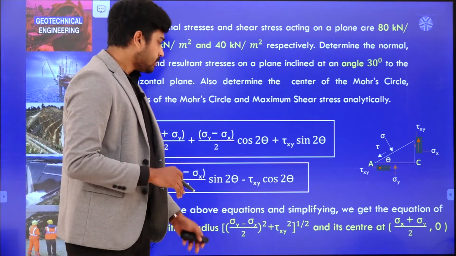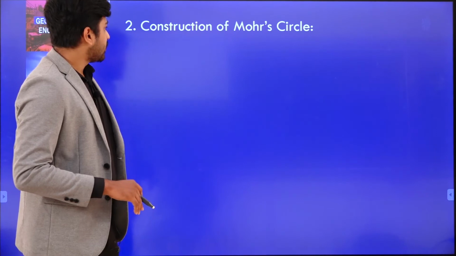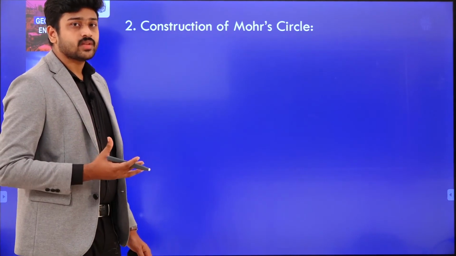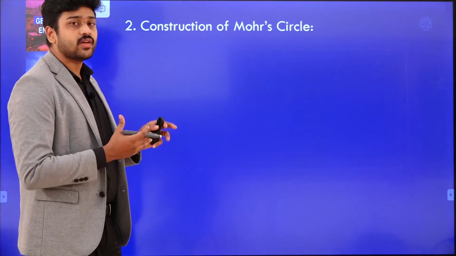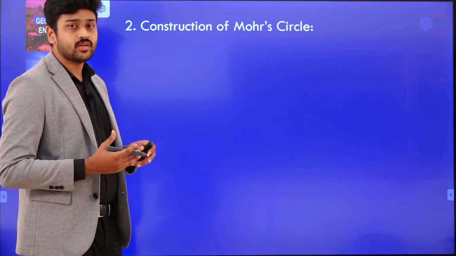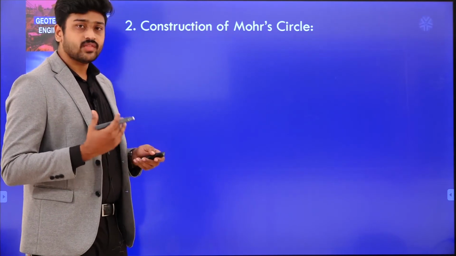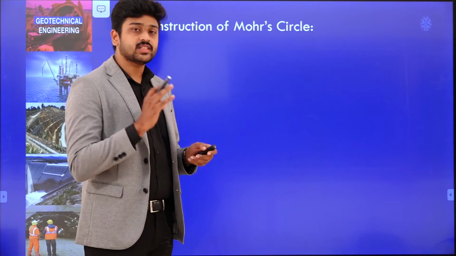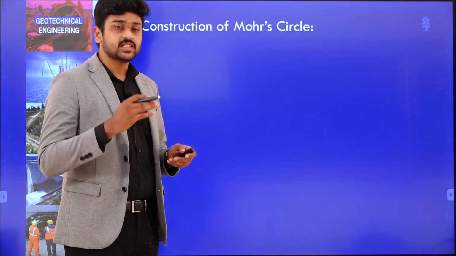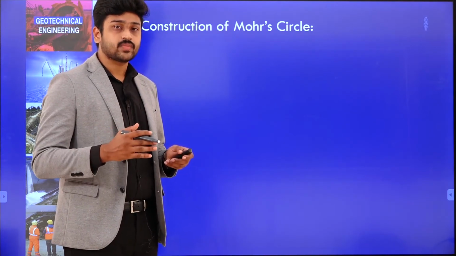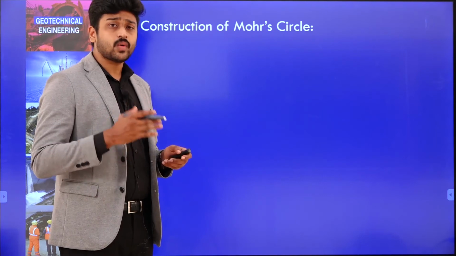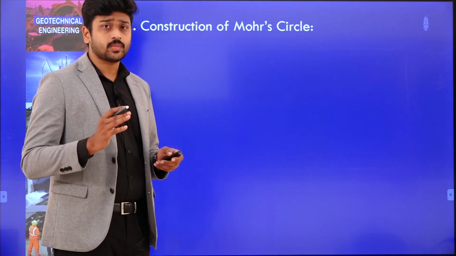Okay. Now, furthermore, let us look at the second problem. A similar problem we have to solve using the construction of a Mohr circle. So, here we need to understand that sigma x is given as 60, sigma y is given as 80 kilonewton per meter square, and tau xy is given as 40 kilonewton per meter square.